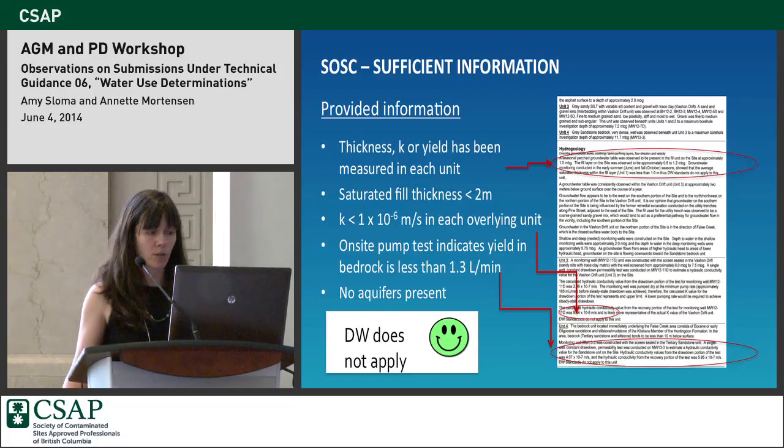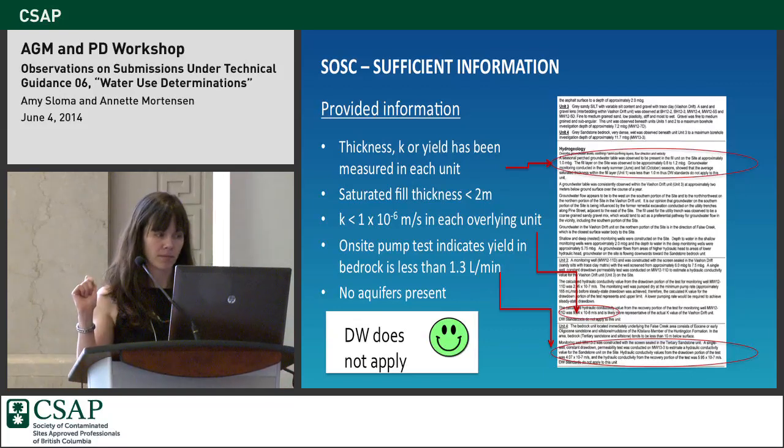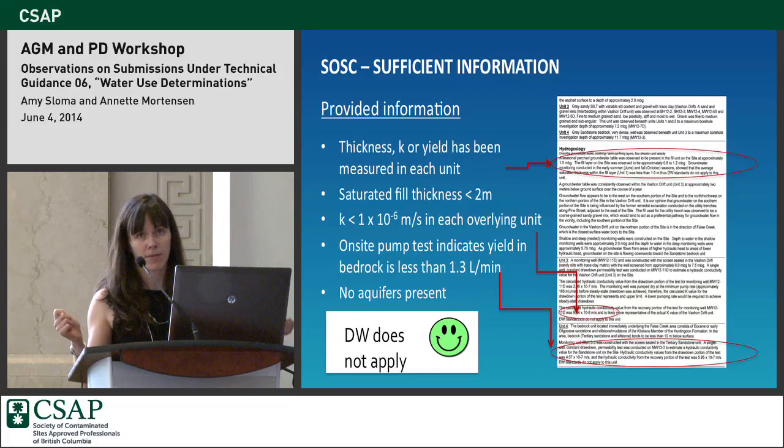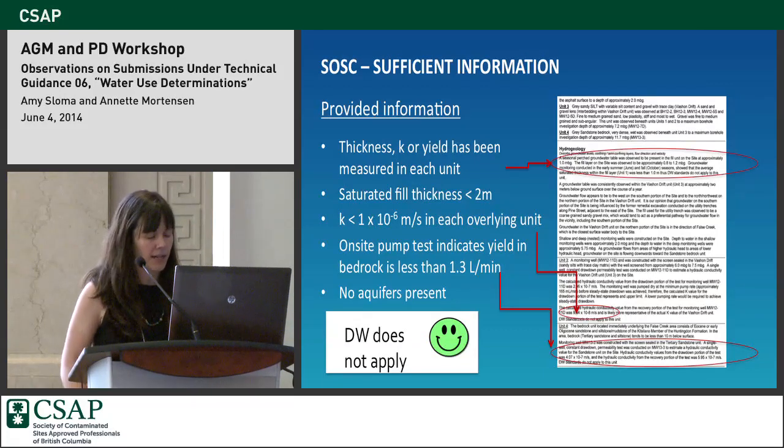So that was, on the first go-around, DW does not apply, big happy face. That was very quick. I turned that around within the afternoon, and Dave just proceeded onwards. So I was hopeful it would continue that way.